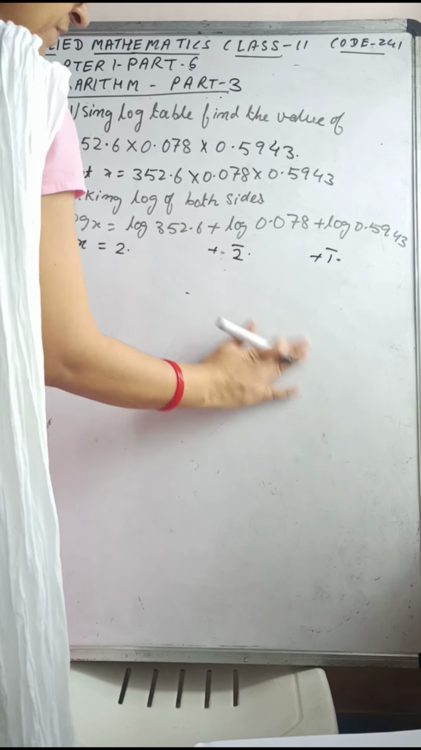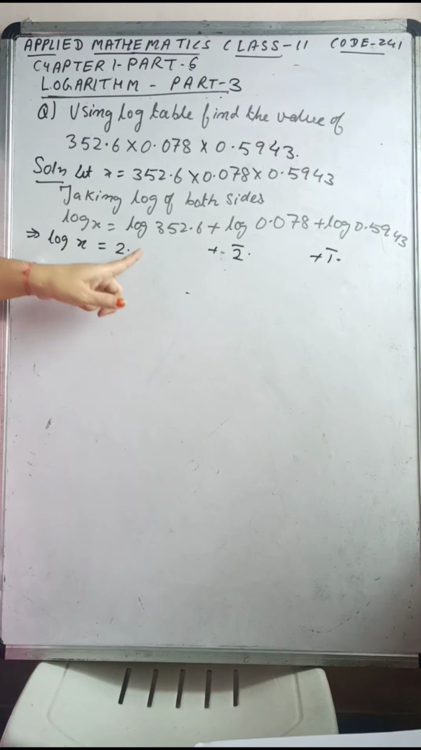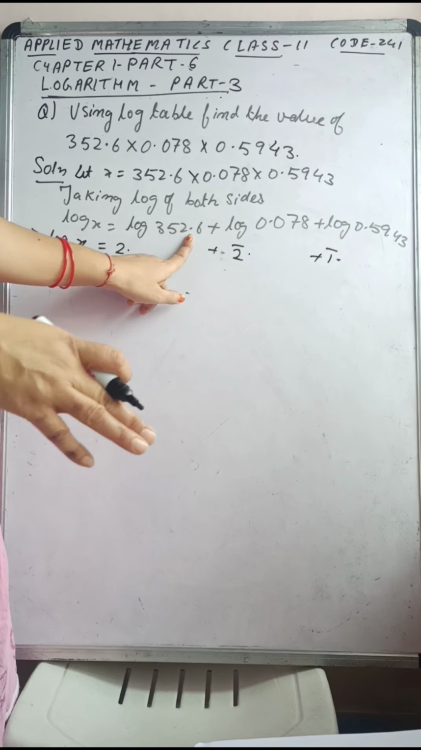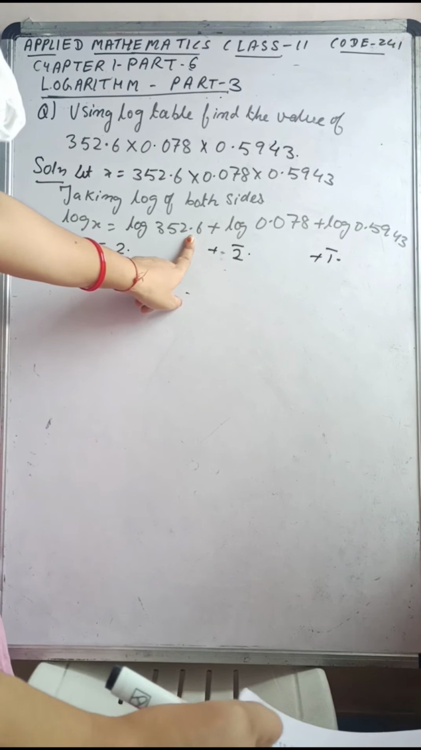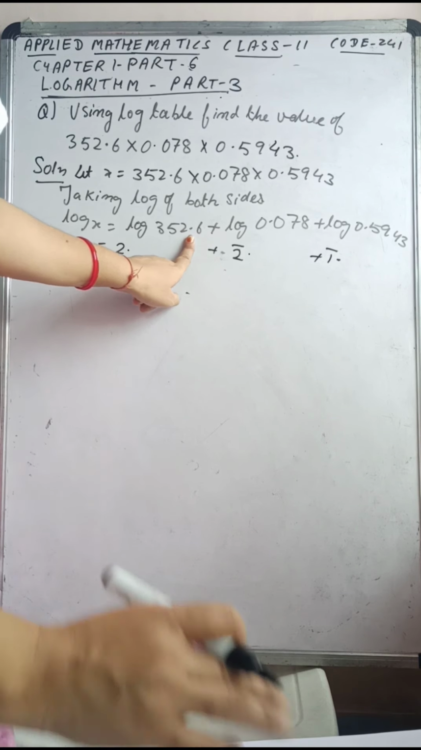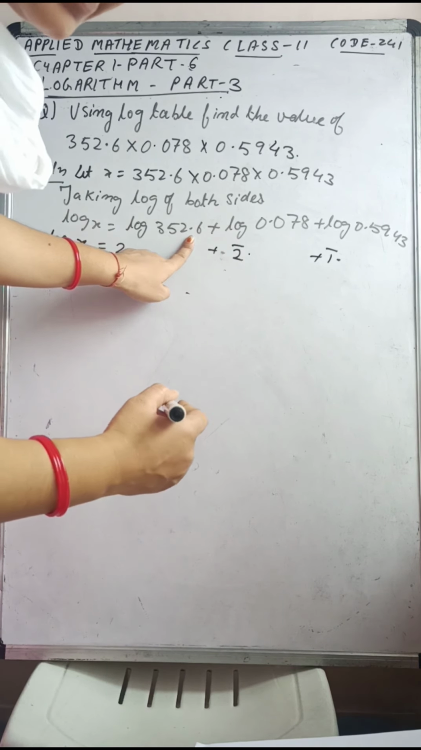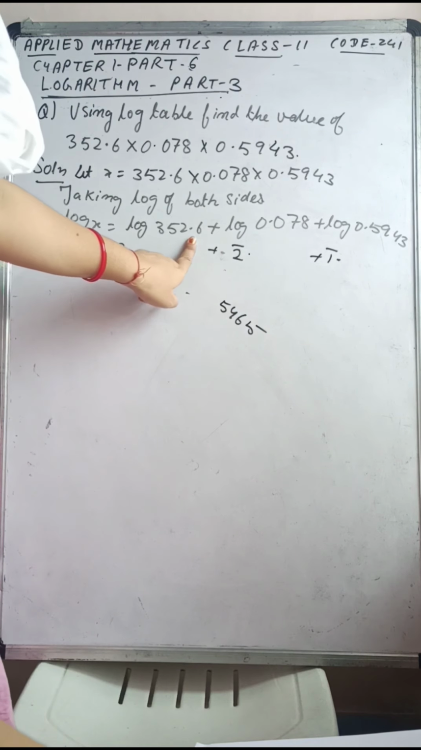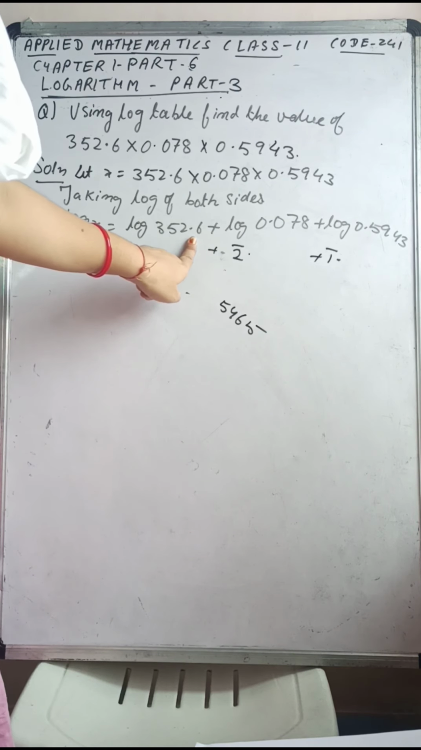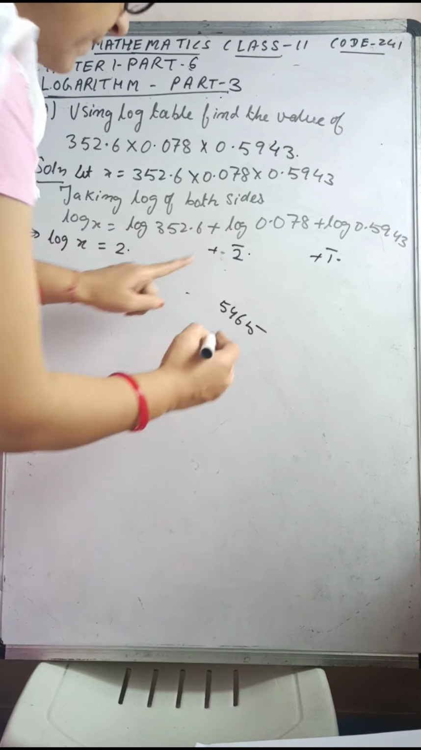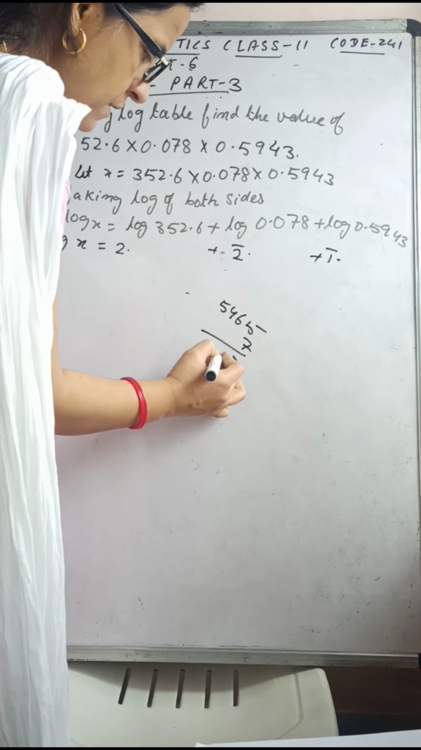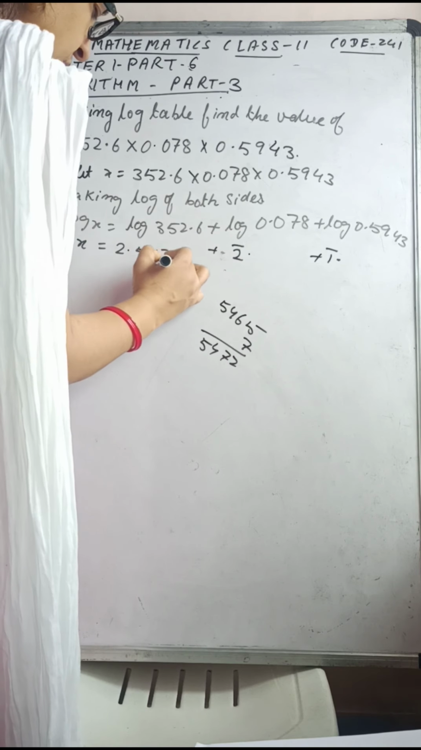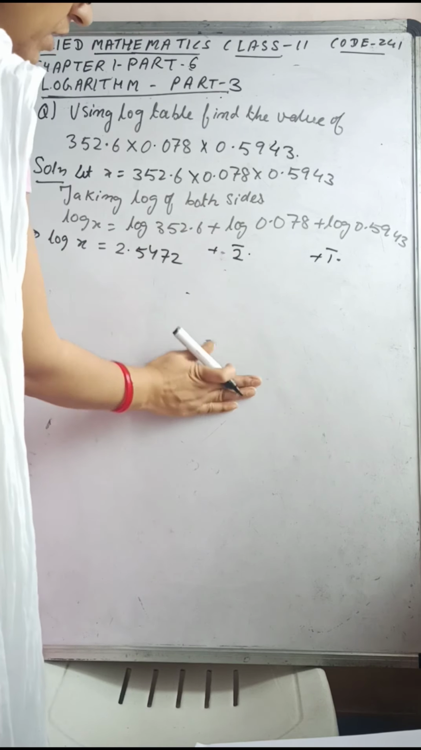Now we have to see this logarithmic table. Okay. So along the row 35, column 2. Along the row 35 is 5465. And under the mean difference 6, it is 7. So let us add it. So it is 5472. Okay.